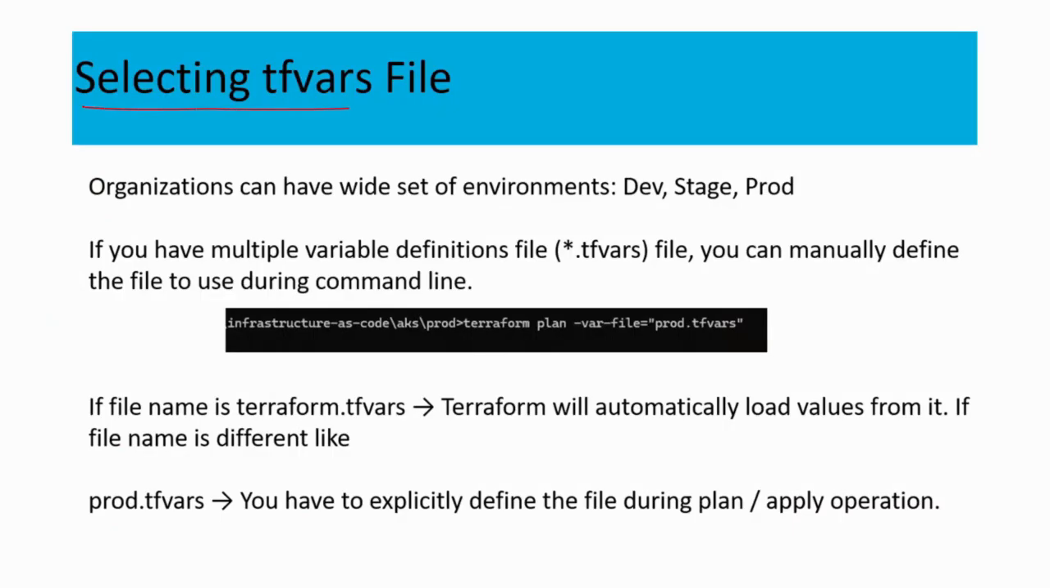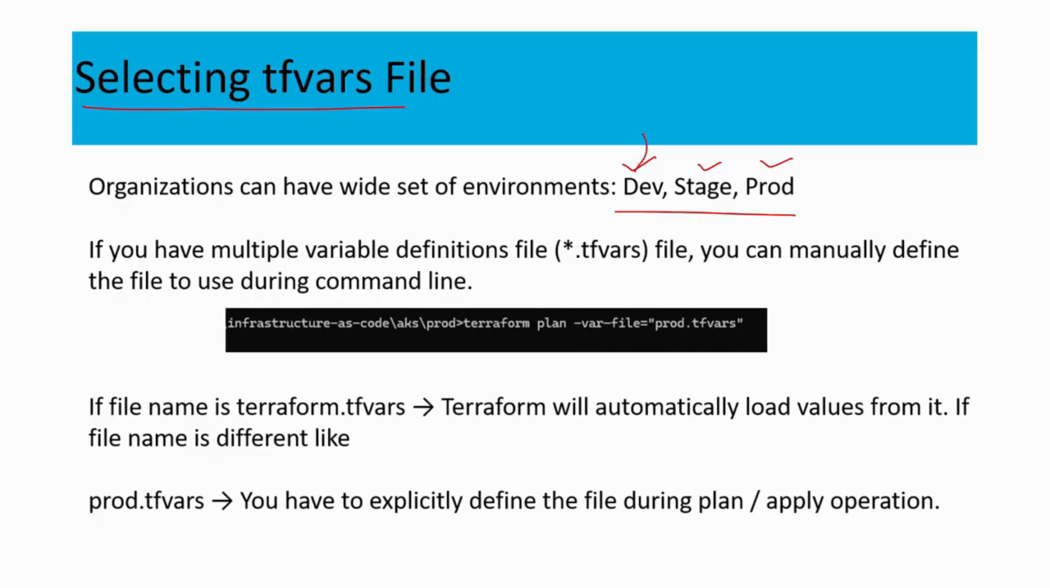Selecting the tfvars file. An organization can have a wide set of environments: dev, stage, and prod. Exactly, in any real-time scenario, we are going to have multiple environments like dev, staging, and production. If you have multiple variable definition files like .tfvars files, you can manually define the file to use on the command line. So what is the exact meaning of it? We have different environments: dev, stage, and prod.